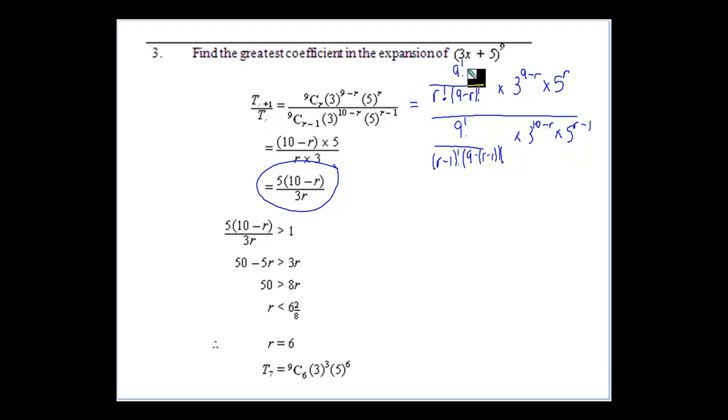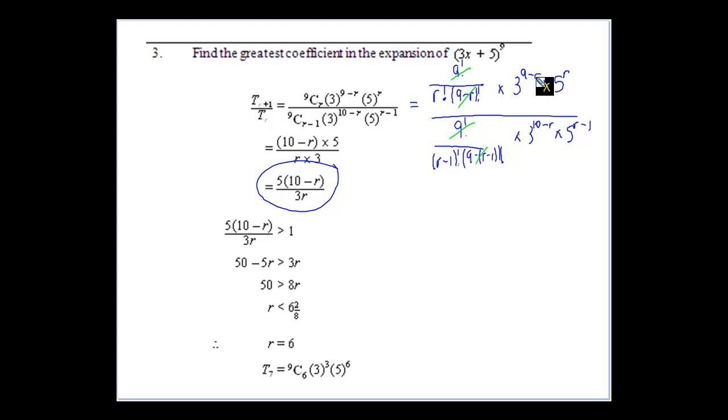If you clean it up, your 9 factorials cancel, and you're going to get the cancellation with the r factorial and the r minus 1 factorial. So that's why it's going to be the r on the bottom. Then 9 minus r plus 1 becomes 10 minus r, which cancels, and we get the 10 minus r on the bottom. Remember, this is being divided by this, so taking the reciprocal.